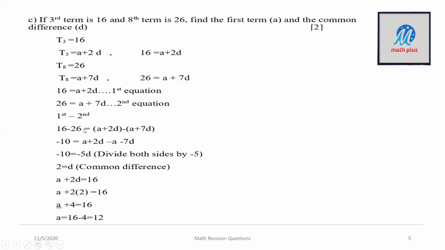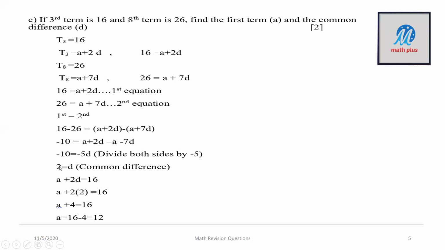So 16 minus 26, you will get negative 10. A plus 2D: minus into plus, it's minus A, or negative A, and minus into plus, it's minus 7D. A and A, I can cancel. Plus 2D minus 7D, I will get minus 5D. I want to find the value of D, so I have to divide both sides by negative 5. So then I will get D as 2.